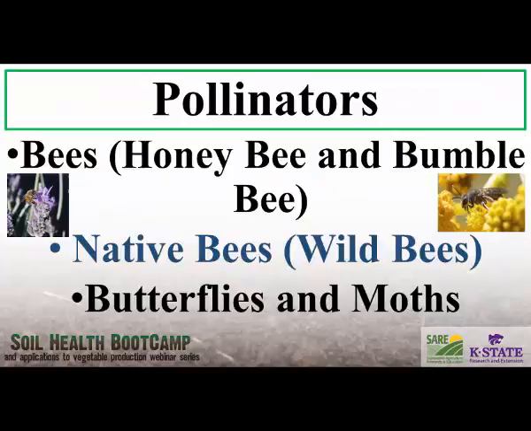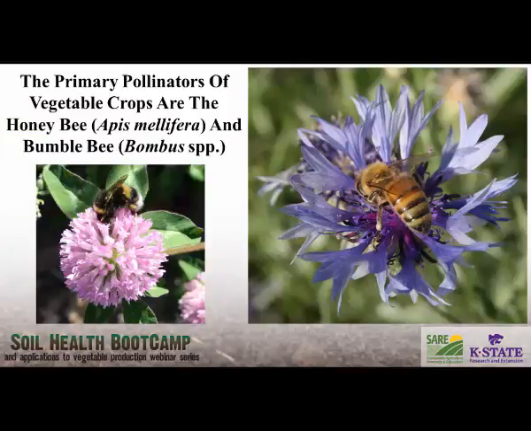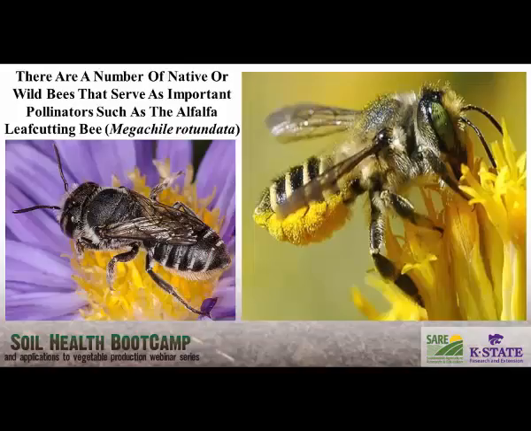There are a number of important pollinators that we need to be aware of, including bees, such as honeybees and bumblebees, native or wild bees, and even butterflies and moths. The primary pollinators of most vegetable crops are the honeybee, Apis mellifera, and several species of bumblebees, Bombus. Therefore, it is important to preserve these pollinators and, most importantly, not expose them to pesticides. In addition to honeybees and bumblebees, there are a number of native or so-called wild bee species that may serve as pollinators, including the alfalfa leaf-cutting bee, as shown in these images.